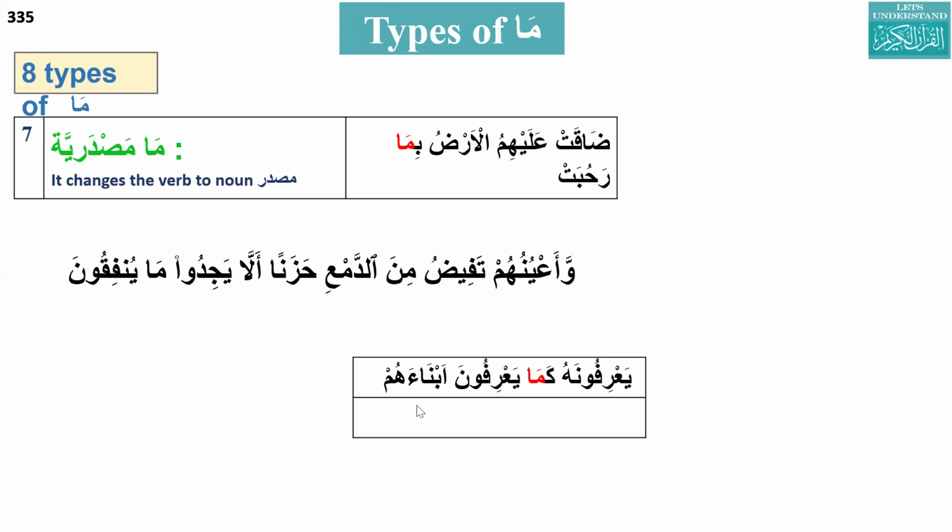Sorry, ibn means son, so abnahum, their sons. So here we'll take questions, inshallah. Let me finish. So يعرفونه كما يعرفون أبناءهم. Today I think is having some issue. Sorry. So abnahum, their sons. So they recognize him as they are recognizing their sons. So this type of ma is called ma masdariya.